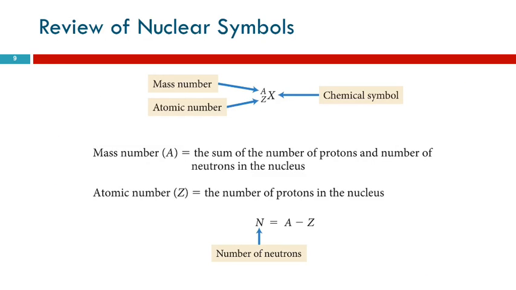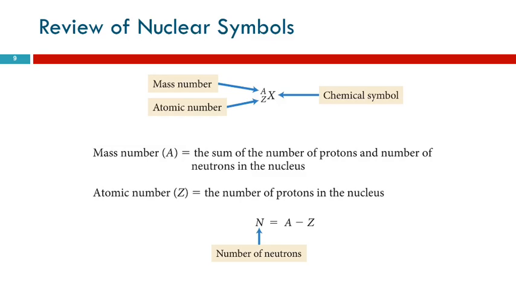So we need to review nuclear symbols. We learned this before when we talked about isotopes and different numbers of neutrons. So the nuclear symbol here, we've got the chemical symbol for the element, and on the left as a subscript, the atomic number symbolized by Z is the number of protons, and the mass number is above that, symbolized by the letter A. That's the number of neutrons plus protons in the nucleus. So mass number, sum of protons and neutrons; atomic number, number of protons. To find the number of neutrons, you subtract.